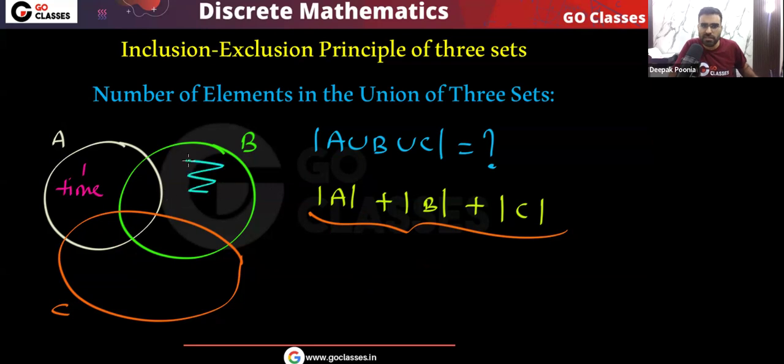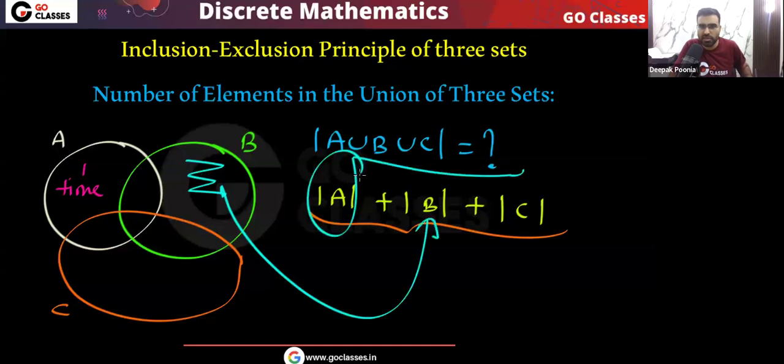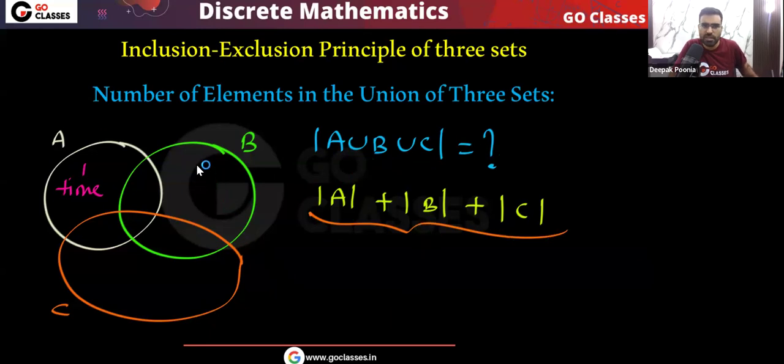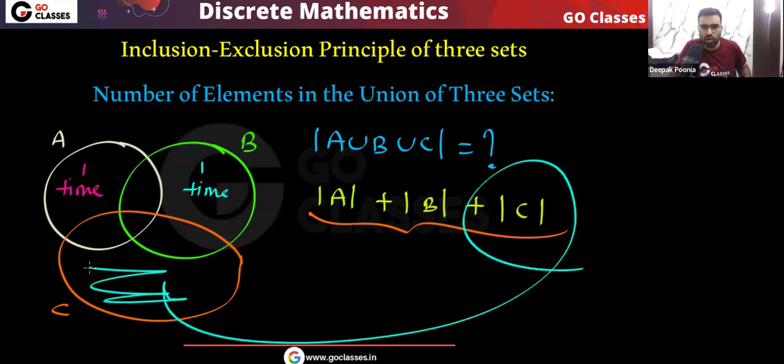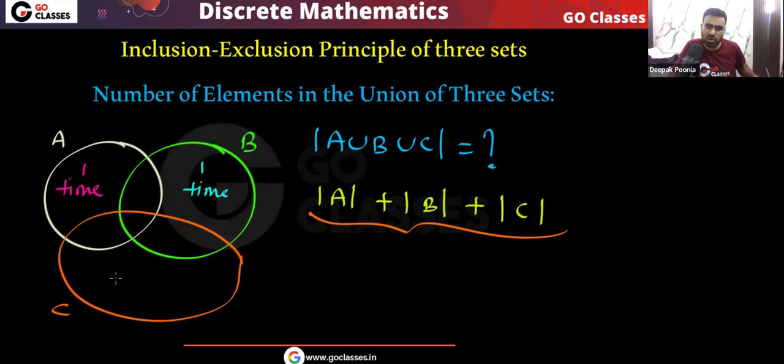What about these elements? These elements only belong to B. They do not belong to A, C. We counted them only here, not here or here. So these elements also we have counted only one time. Similarly, these elements only belong to C. They do not belong to A, B. So these also we have counted only one time. So far it is fine.